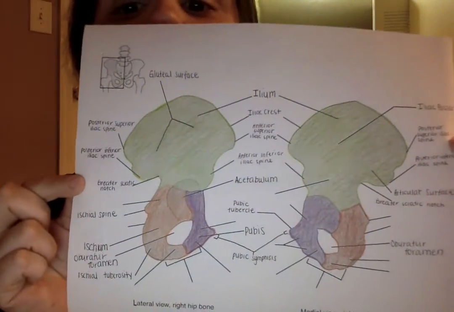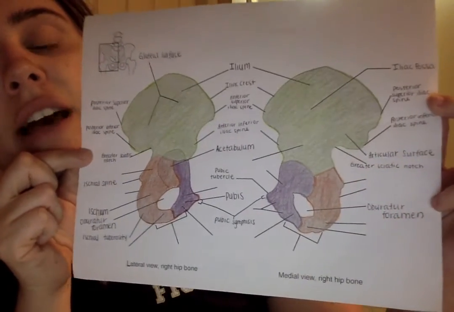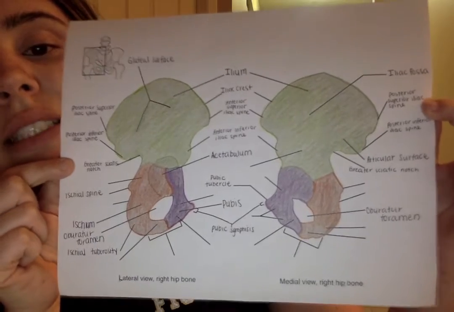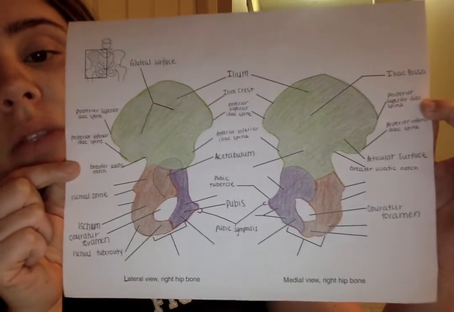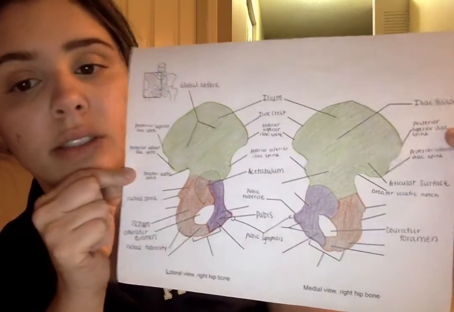Hello everyone. So in this video, I'm going to be talking about the coxal bone, which is right here. It's also known as the hip bone. As you can see, this demonstrates the lateral and medial view of the right hip bone. The hip bone does serve as the attachment point for each of our lower limbs. The hip bone or coxal bone forms the pelvic girdle portion of the pelvis.